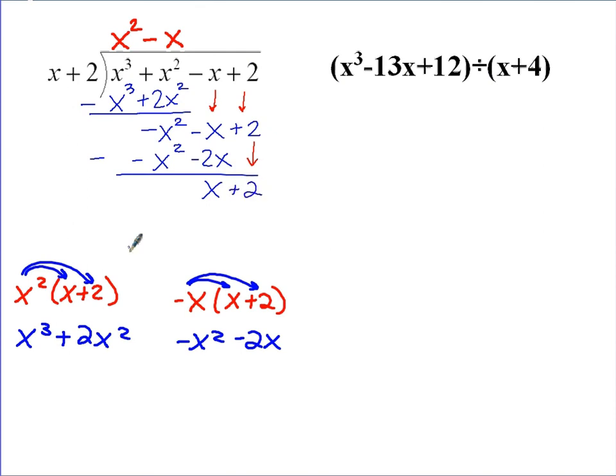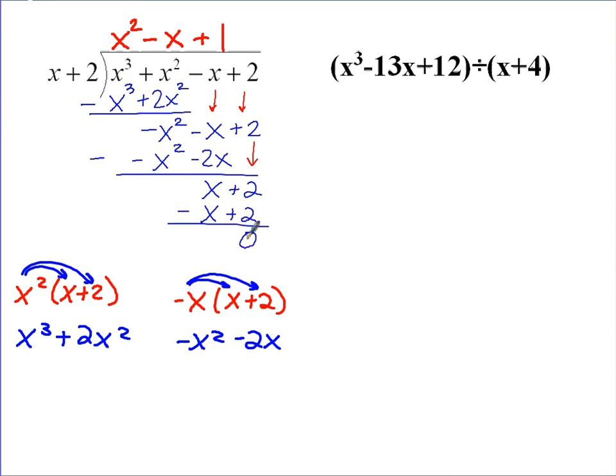And now the next part is to do the same thing again. Take this x and say, what do I multiply this x by to get x? And the answer would be 1. Then I need to multiply it. Well, this one I don't have to write it down here because I think you can do 1 times x plus 2. That is just x plus 2. And when I subtract, I just get 0.